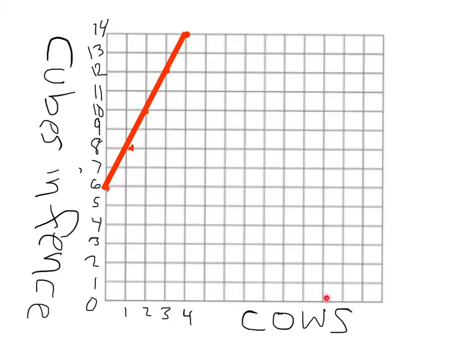Okay, so now we're graphing it. There are 4 cows altogether, and there's 14 cubes in the fence altogether. So 0 cows would be 6. That's 1 point. 1 cow would be 8 cubes. 3 cows would be 12 cubes. And 4 cows would be 14 cubes. So now we graph that, and we make a line, and that's our graph.